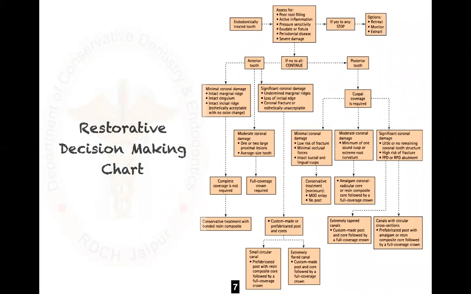Then we have, in case minimal coronal damage has occurred and there is low risk of fracture, minimal occlusal forces, intact buccal and lingual cusps, what do you go for? You can go for a conservative treatment, a minimum MOD only. I described the onlay in the last slide today, an extra coronal restoration where you have to cover the cusps. That is it. You don't have to fully encircle the tooth with a full crown. In cases like these, you can go for a mesio-occluso-distal only, without any post.